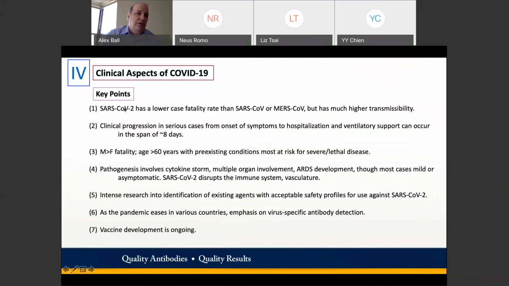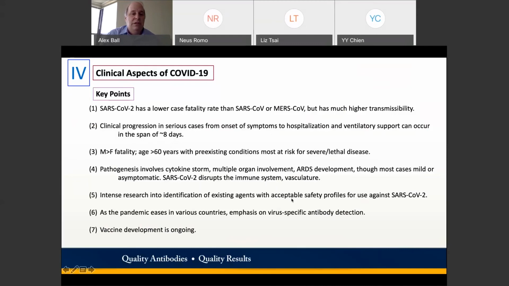So the key points for the clinical aspects of COVID-19: SARS-CoV-2 has a lower case fatality rate than SARS-CoV or MERS-CoV, but has a much higher transmissibility. Remember that R0 of 5.7. Clinical progression in serious cases from onset of symptoms to hospitalization and ventilatory support can occur in a span of 8 days. Men seem to be more affected with severe disease than females. Age is certainly a risk. Over 60 years, but certainly over 70 to 80 years, and with pre-existing conditions puts people most at risk for severe or lethal disease.